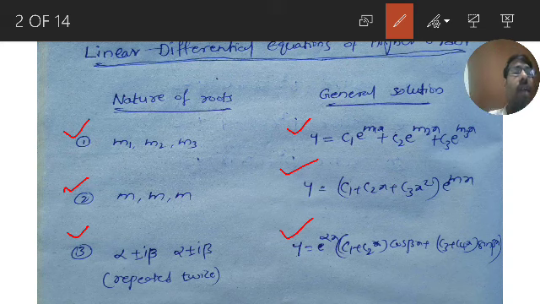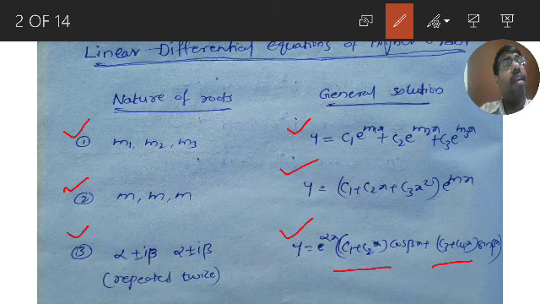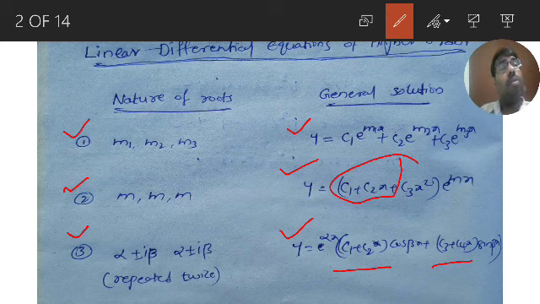So for repeated roots, the same thing we write as in the equal roots case: c1 plus c2x, c3 plus c4x. If they are thrice, (c1 plus c2x plus c3x square), (c4 plus c5x plus c6x square), like that you are going to use. You know how to write it for equal roots. So concentrate on these three simple formulae so that we can go to the problems.